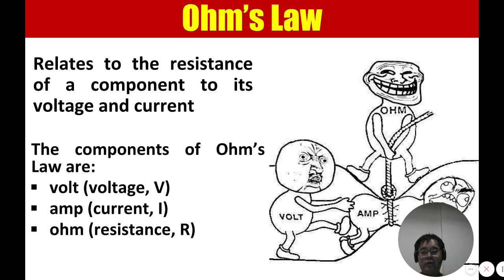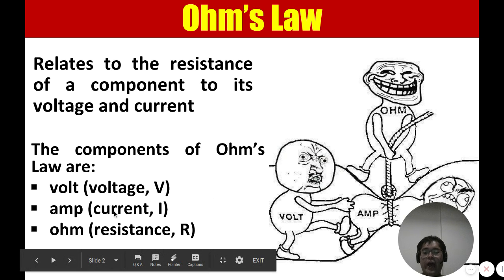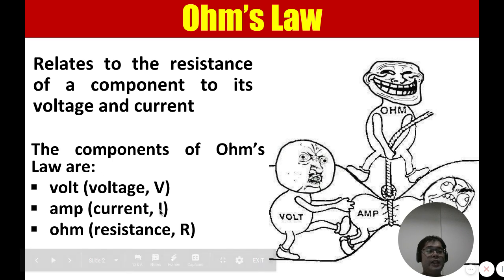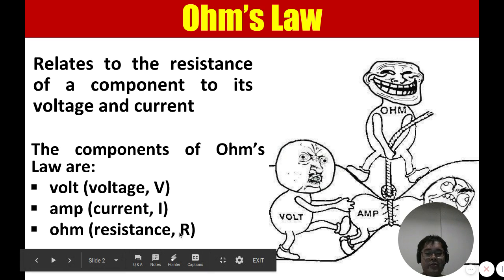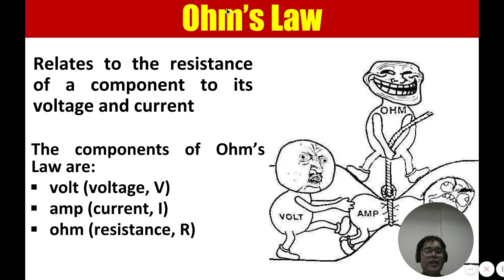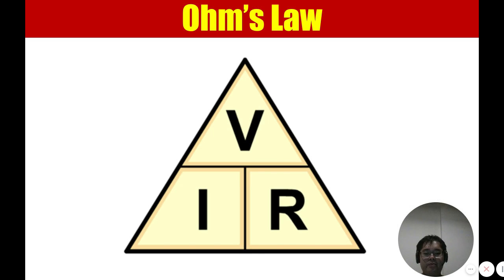So the three components of Ohm's law in this case would be the voltage, the current, and also the resistance. V stands for voltage, I stands for current, and in this case I actually stands for intensity, and it's actually from a French word, intensité, right? The resistance here is represented by R, and we want to see how Ohm's law relates resistance with its voltage and also current.